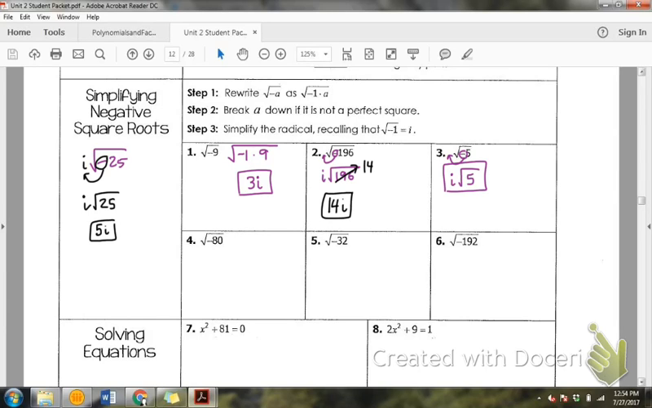Okay. What about number 4? What's the first thing we always do? Take the i out. Okay. So if we take the i out on number 4, I have i square root of 80. We learned yesterday how to break this down, didn't we? The little ladder factoring tree kind of thing, right? What two numbers multiply to get 80?